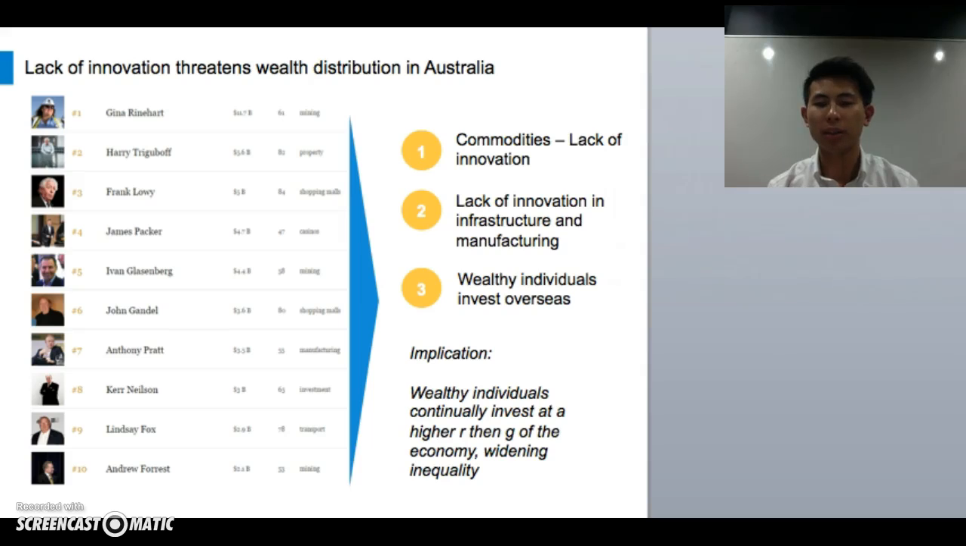Furthermore, wealthy individuals are looking to invest in high growth areas. As a result, wealthy individuals can continually invest at a higher rate of capital return than the growth of the economy, widening our inequality gap in Australia.